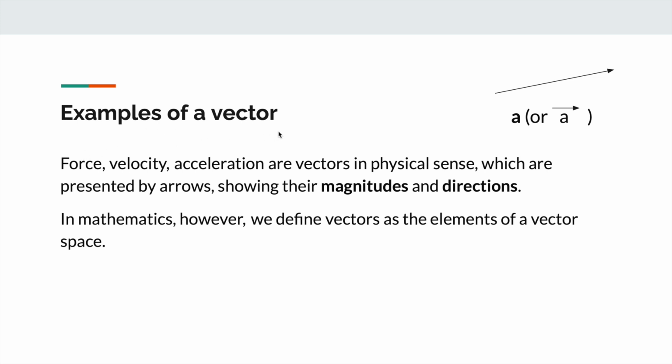Examples of a vector. Force, velocity, and acceleration are vectors in the physical sense, which are presented by arrows, like this, showing their magnitudes and directions. To denote vector A, we can use letter A in bold or letter A with an arrow above it. In mathematics, however, we define vectors as the elements of a vector space.